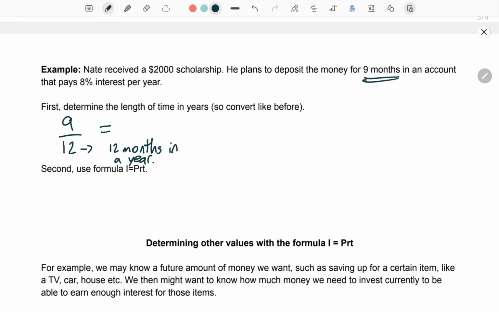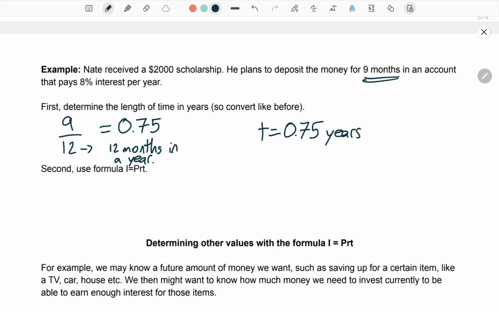And then 9 divided by 12, you could reduce that fraction, or you can just go straight ahead and calculate that out, and you'll get something like 0.75. Okay, so we have t, the time is 0.75 years.